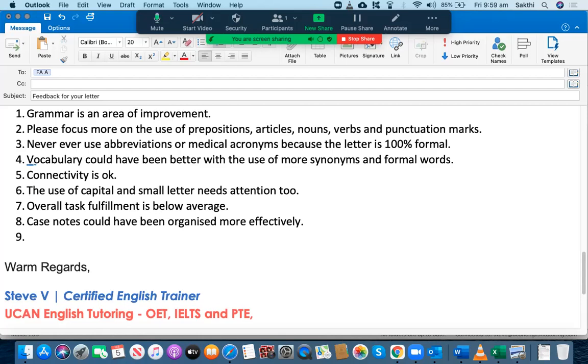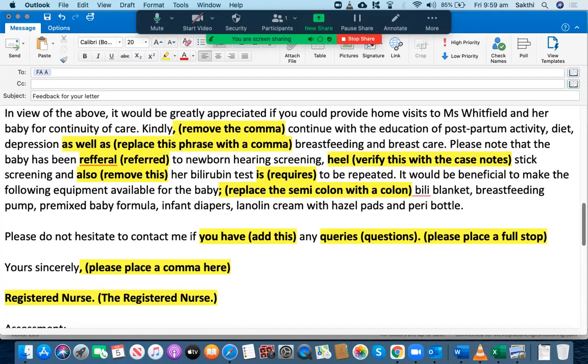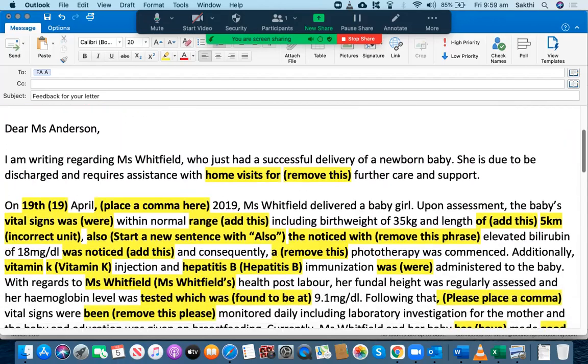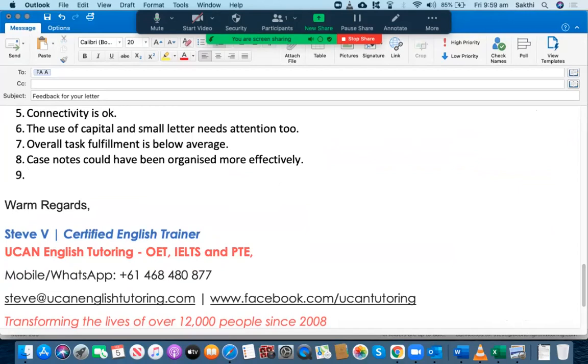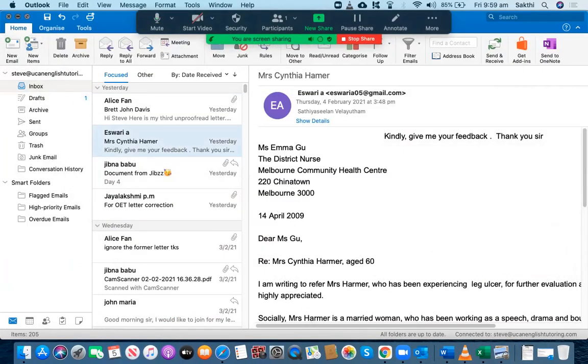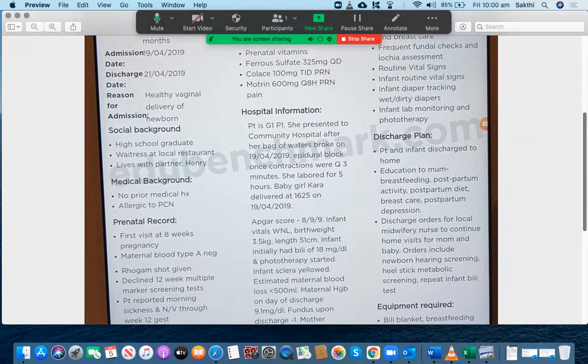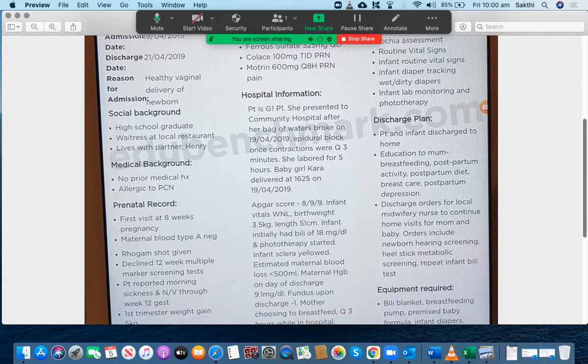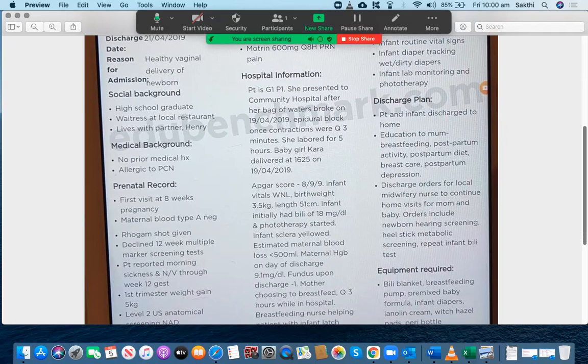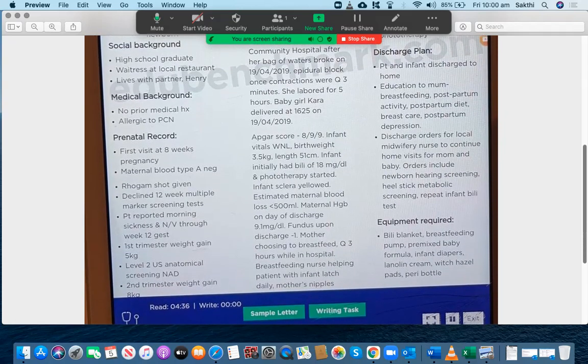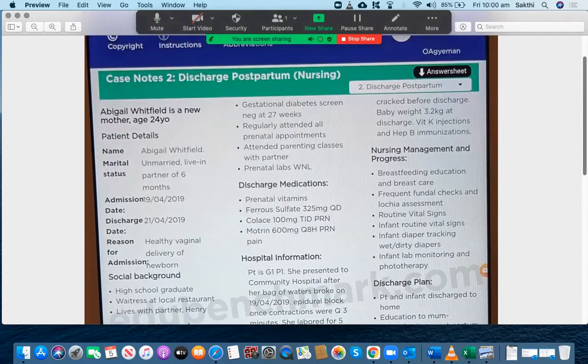Okay. Now let's go through the case notes to see if she has included all the relevant case notes or not in her letter. Okay, to whom we are writing, let's go through this. Patient and infant discharged to home, education to moms, breastfeeding, postpartum activity, postpartum diet, breast care, postpartum depression, and so on. Discharge orders for local midwifery nurse to continue home visits for mom and baby. Orders include these are the things, okay? And equipment required, that's fine.